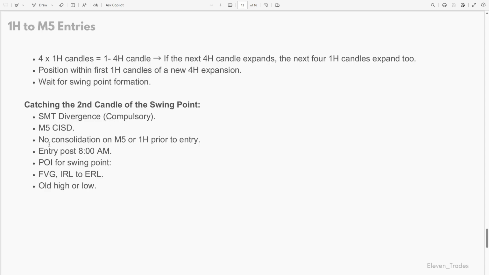We need a 5 minute change in state of delivery, no consolidation prior to the M5 or 1 hour entry, and the entry would be post 8 a.m. inside the kill zone. The point of interest for the swing point can be the internal range liquidity, which is a fair value gap. All high or all low are continuation purchase.